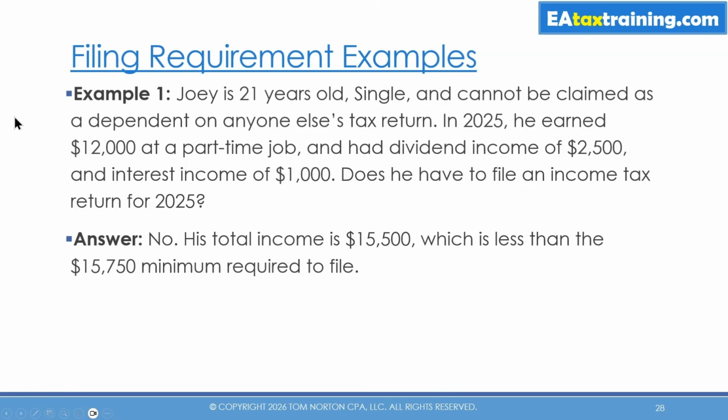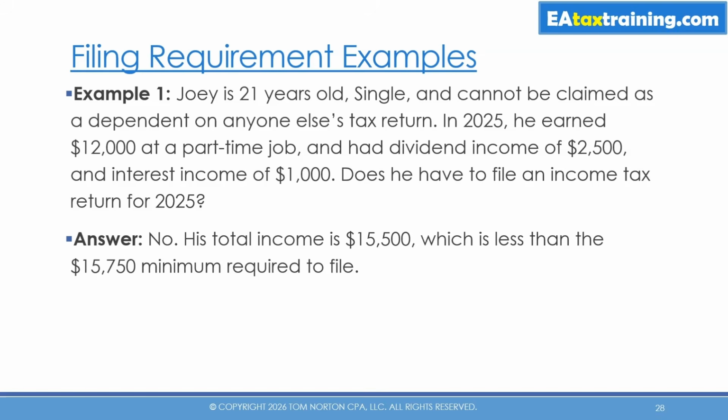First of all, let's think about that part-time job. Joey has $12,000 from a part-time job. They may have withheld federal income tax from his paychecks. Well, he doesn't owe any income tax. So he would like to get that amount refunded. The only way he can get a refund of the amount that was withheld is by filing a tax return.